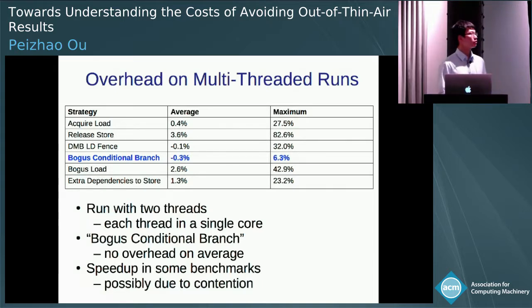Now, in this experiment, we found that the strategy of adding bogus conditional branch performs the best. On average, we observed no overhead, and it has the smallest maximum overhead among these different strategies. We also observed speed up on some benchmarks, and this is possibly due to the existence of contention. As a result, in our paper, we also show the results for single-threaded runs. If you're interested, I would recommend you to read our paper.